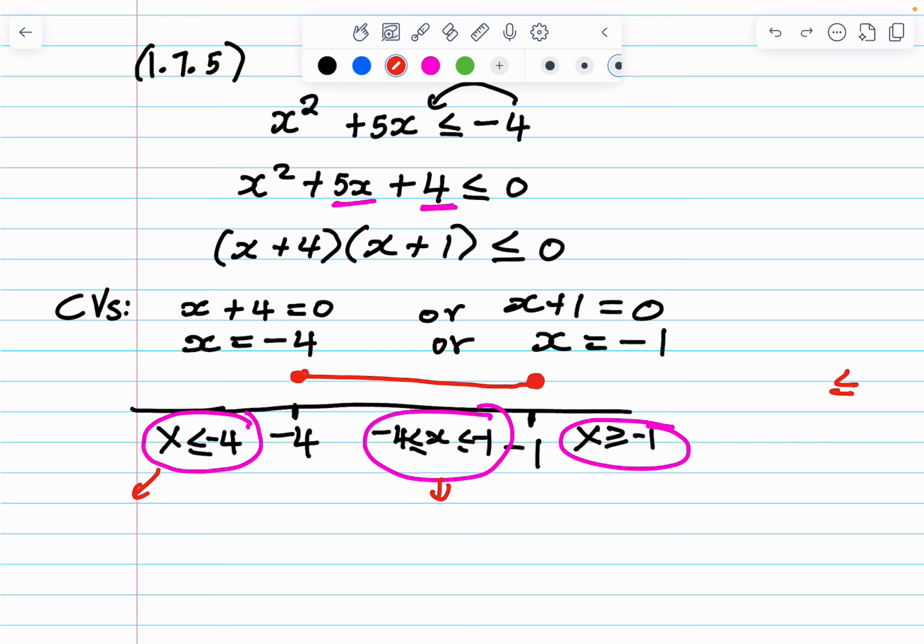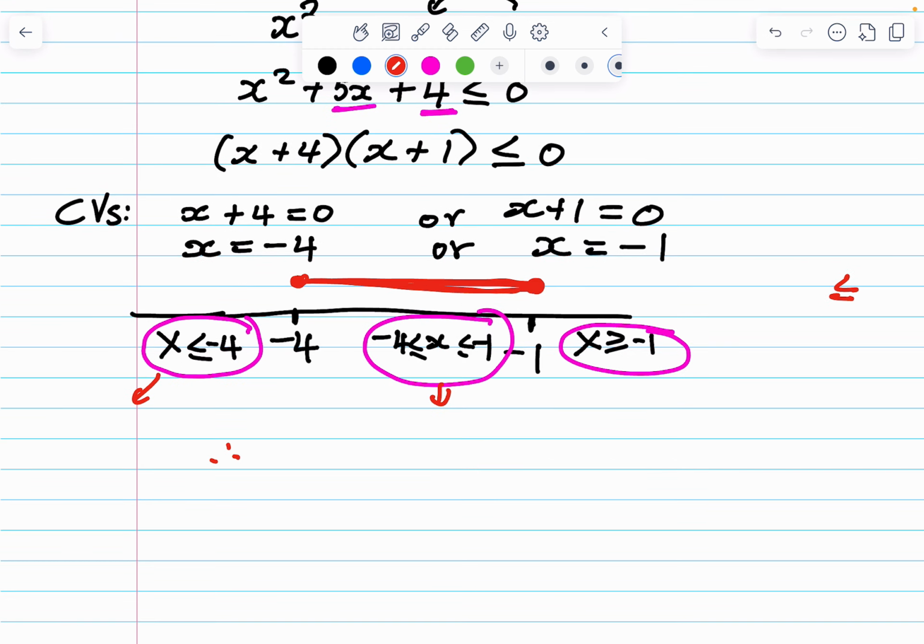So your lines are going to be touching like that. And then you say, therefore, negative 4 is less than x, which is less than or equals to minus 1, is the solution.